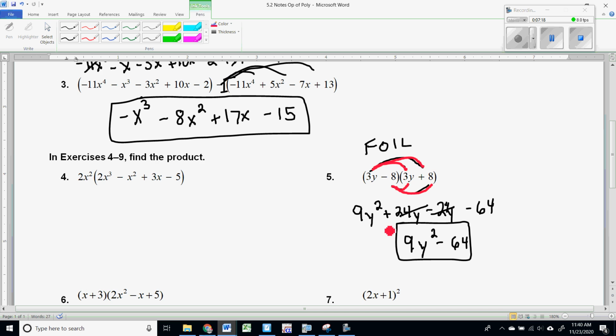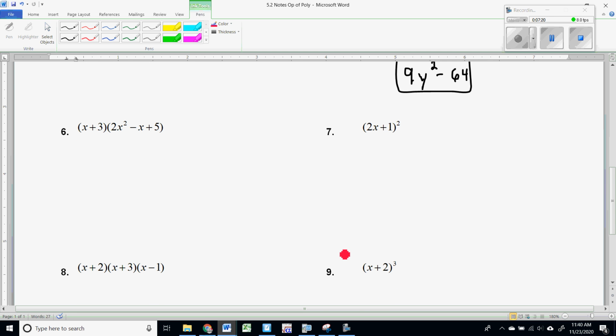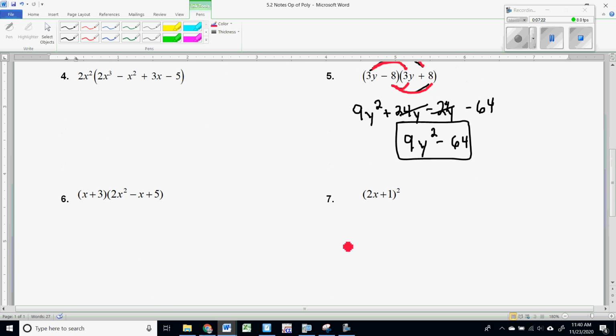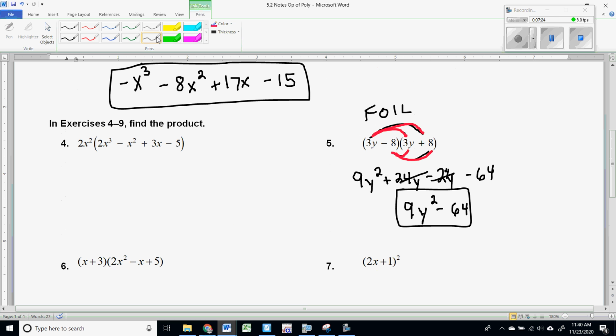And that's going to be important as we expand this to more difficult ones. It's not really FOIL anymore. I guess I could call it expanded FOIL, but it's different. So let's look at this one: 2x squared times this polynomial. I'm going to take this times all 4 terms.